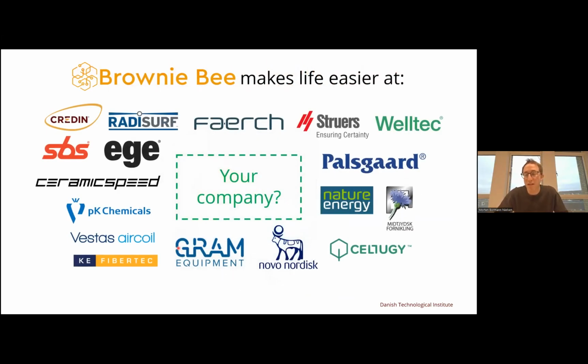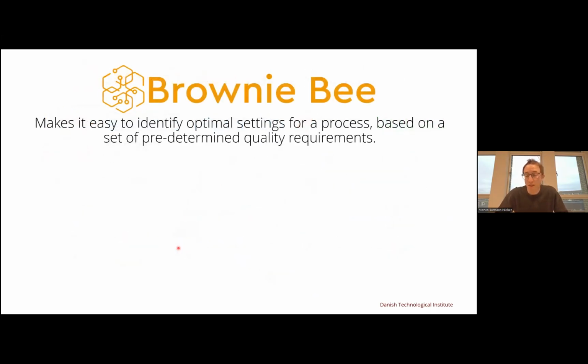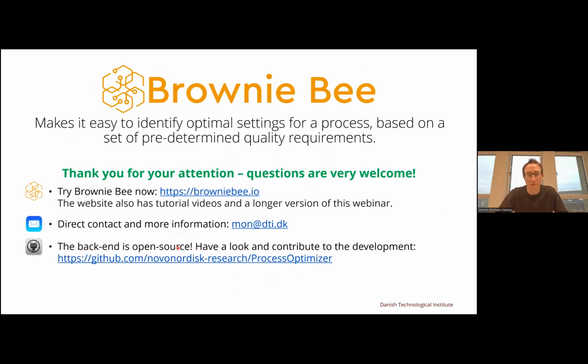All right, I won't harp on further about that. I just want to highlight that there's a bunch of companies already using Brownie B across the Danish industry, and maybe you want to give it a try too. It's designed to make it easy to get started with finding optimal settings for processes based on a set of predetermined quality requirements. And here's the website information. I should say that the underlying math is open source and still being actively developed as a collaboration between ourselves and Søren from Novo Nordisk.